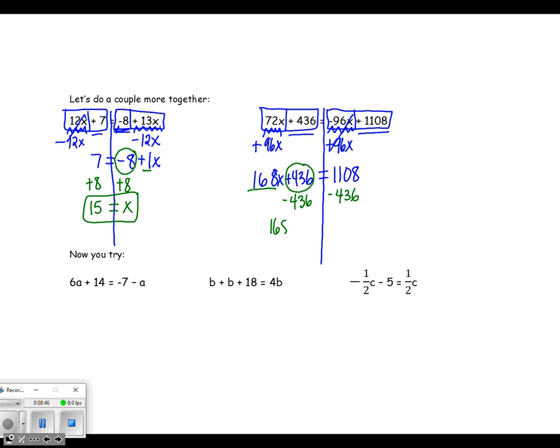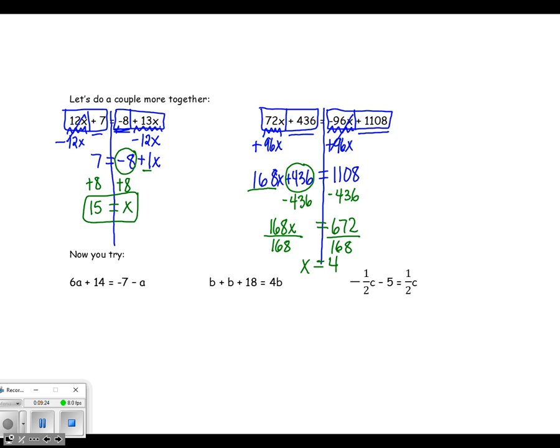Gives me 168x equals 1108 minus 436. That equals 672. And now to get rid of that 168, I divide by 168 on both sides. I put this one here because I don't want you to be afraid of big numbers. You just use a calculator. 672 divided by 168. Comes out pretty. It's 4. So let's put that back in and check it.